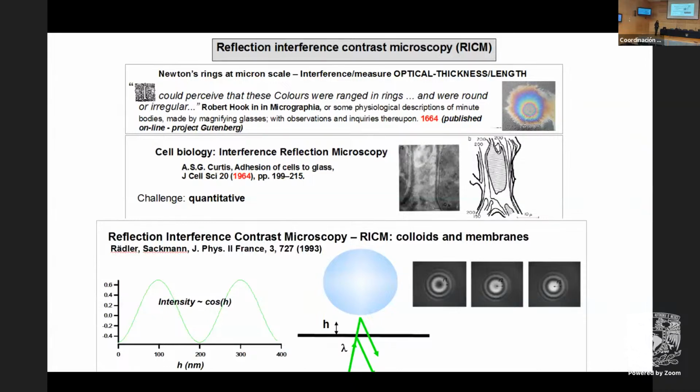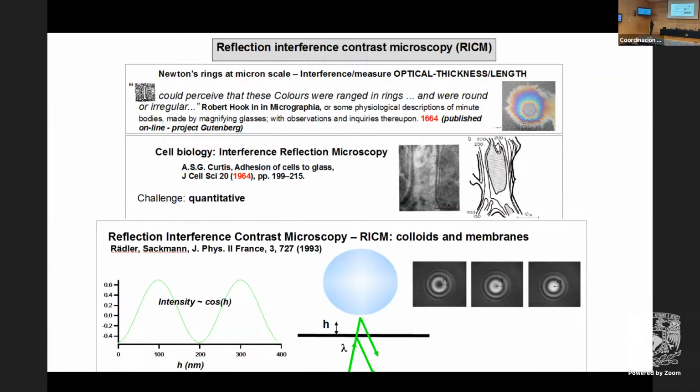Okay, so that, right? And if you did basic physics practicals, maybe you came across Newton's rings. So if you do interference with spherical objects, then you expect fringes like this, rings. By looking at the intensity at the center, you can measure the distance between the bead and the surface. Because the intensity, this is the intensity axis, this is the height, so the height of the bead above this surface, goes as a sinusoid.